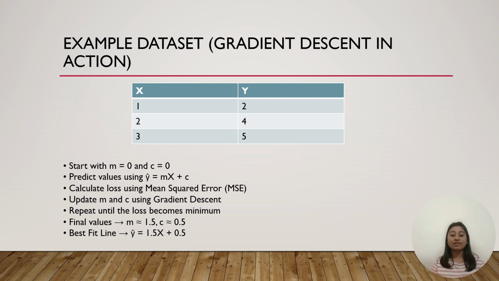After several iterations, the values stabilize around m equals 1.5 and c equals 0.5. That gives us the best fit line y hat equals 1.5x plus 0.5, which fits our data almost perfectly.